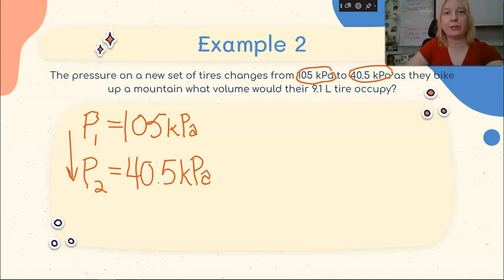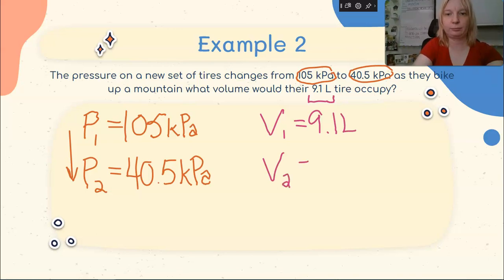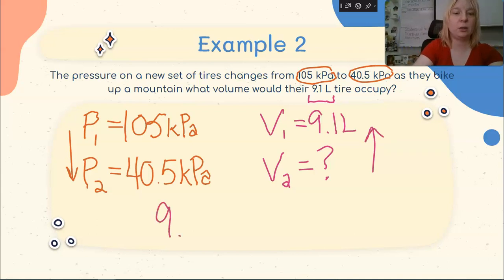Now I'm going to look for my volumes. I only have one volume, which is this 9.1 liters. That's V1. I don't know what my V2 is. However, since pressure goes down, I know that volume must go up. So I'm going to take my 9.1 liters and multiply it by the ratio of pressures. Again, because I want my number to increase, I'm going to put the bigger pressure on top.